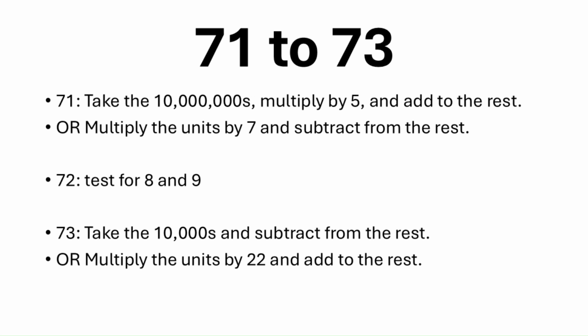71, take the 10 millions, multiply by 5, and add to the rest. Or multiply the units by 7 and subtract from the rest. 72, test for 8 and 9. 73, take the 10,000s and subtract from the rest. Or multiply the units by 22 and add to the rest.